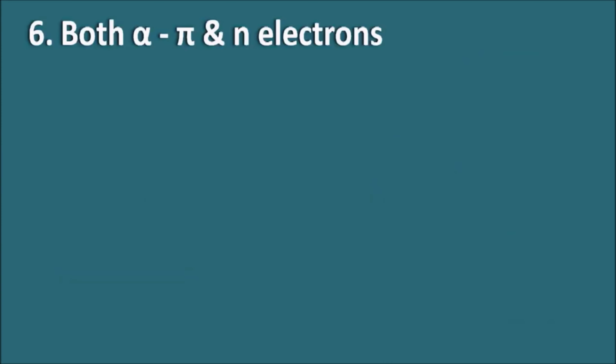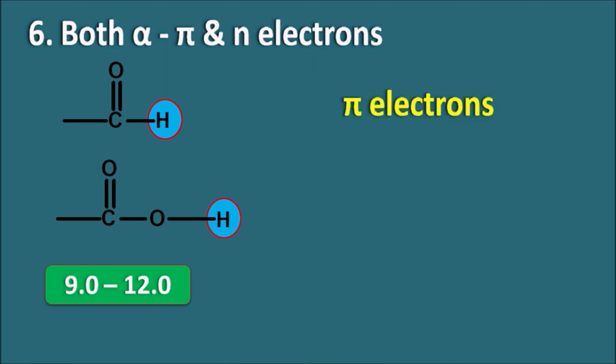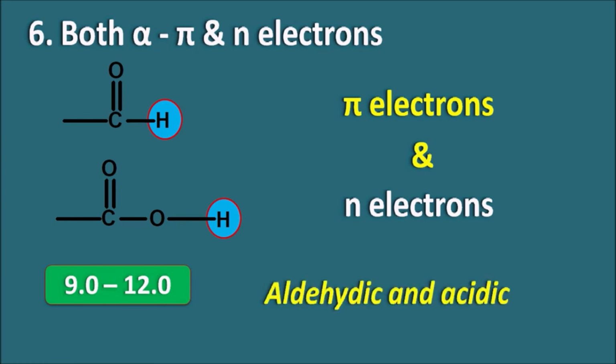The sixth one is both alpha pi as well as n electrons. So let us take one example of aldehyde. In the aldehyde, you can observe the protons which are adjacent to the pi electrons as well as the n electrons. Similarly, in the carboxylic acid, this proton is attached with the oxygen which is having the n electrons, and it also has the adjacent pi electrons. So in such a case, the chemical shift value will be 9 to 12. When both of these are present, they will have a high de-shielding effect, thereby they will show high chemical shift. So they are going to fall in the last part of the NMR spectral table, that is 9 to 12. These protons we can remember as aldehydic protons as well as acidic protons.